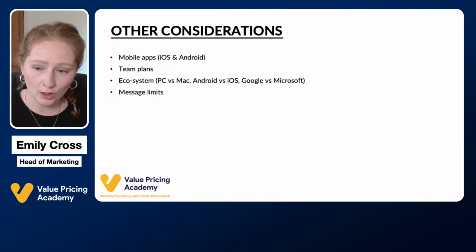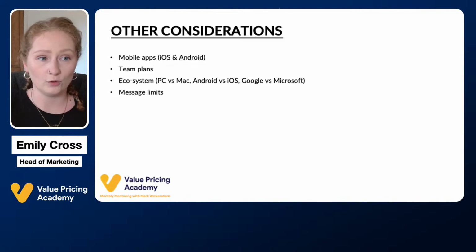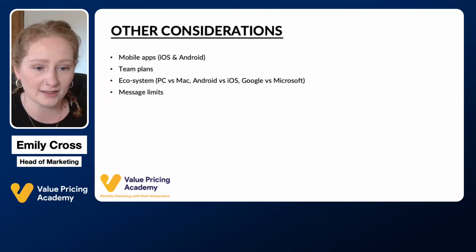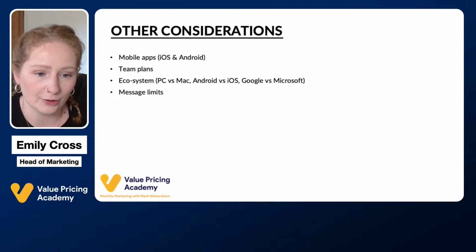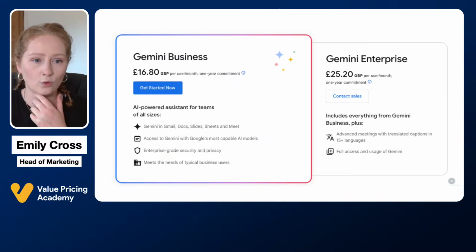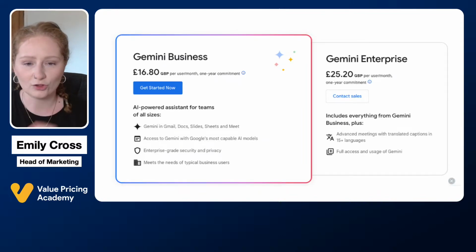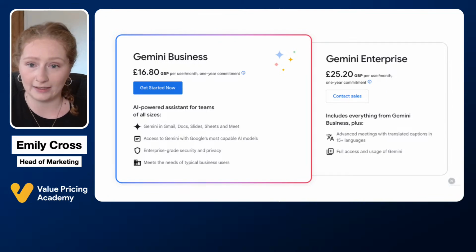If you're using them a lot, then the team plan might offer you a higher usage limit, and therefore you've got a bit more access to use them. So let's have a quick look at some of these. The Gemini Business Plan is £16.80, that's pounds, a month, and the Gemini Enterprise is £25.20.